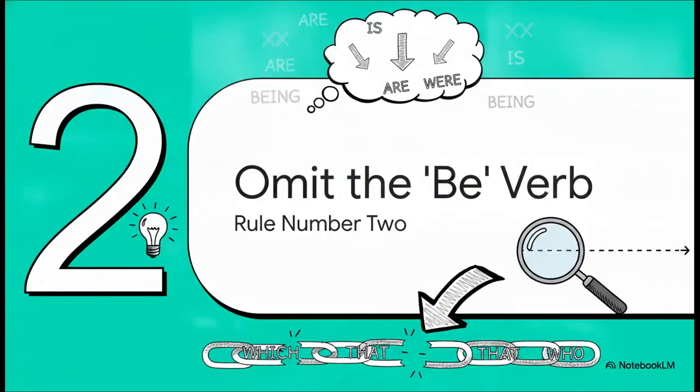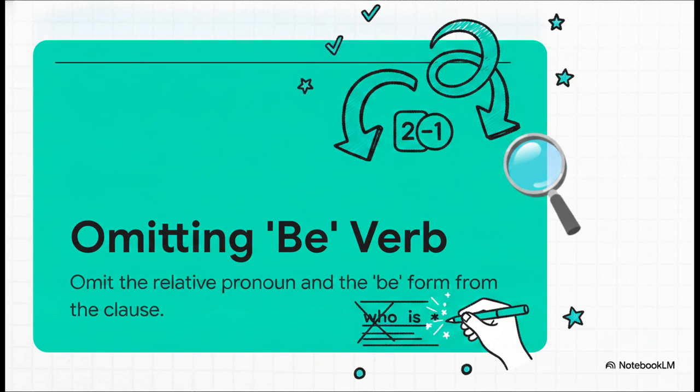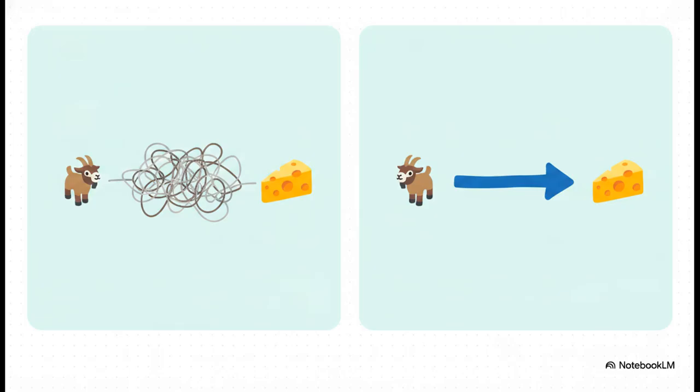Moving on to number 2, omitting the be verb. For this one, I want you to shift your focus to relative clauses that contain a form of the be verb. You know, words like is, are, or were. The rule is to omit the relative pronoun and the be form. Think of this as a brilliant 2-for-1 deal. You get to drop both the pronoun and the verb entirely, which saves you breath and gets your point across way faster. Here's what that looks like in practice.